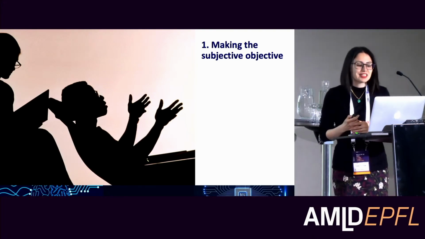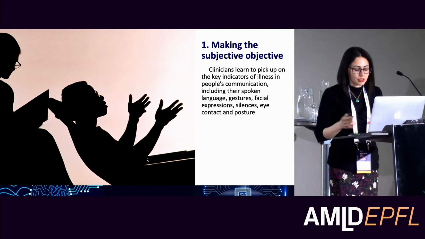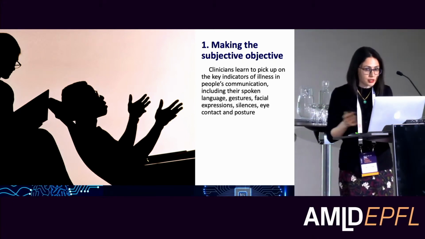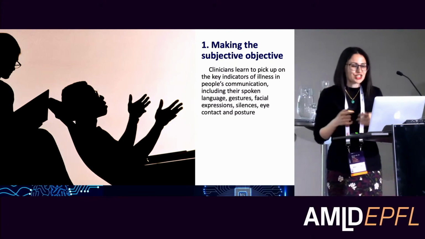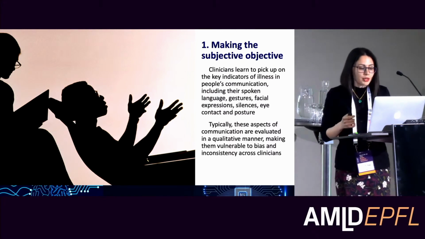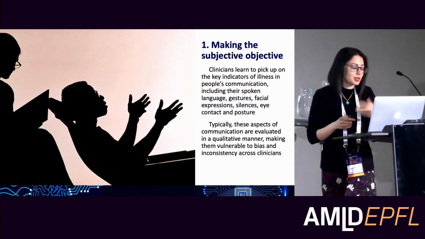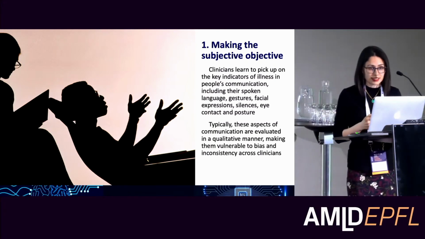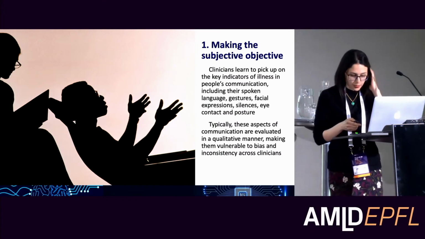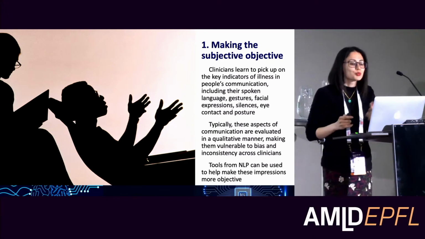So the first one is making subjective objective. We as clinicians learn to pick up on many features from the behavior of our patients: from their hand gestures, from their voice, from their facial expressions, silences. But mostly we just write down what's going on in a qualitative manner, which makes it vulnerable to all sorts of biases and inconsistencies across time, across different clinicians. But is there a way to make these subjective measures more objective?